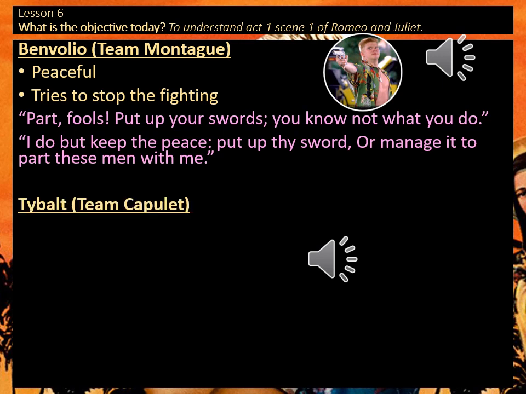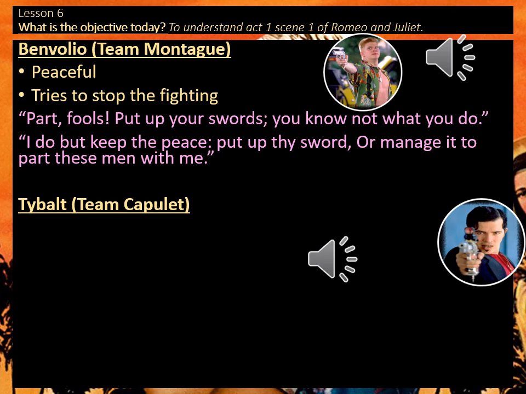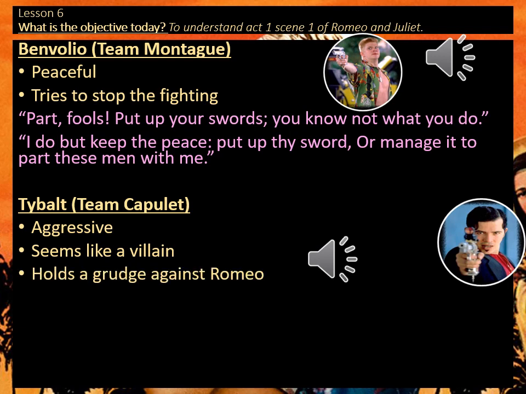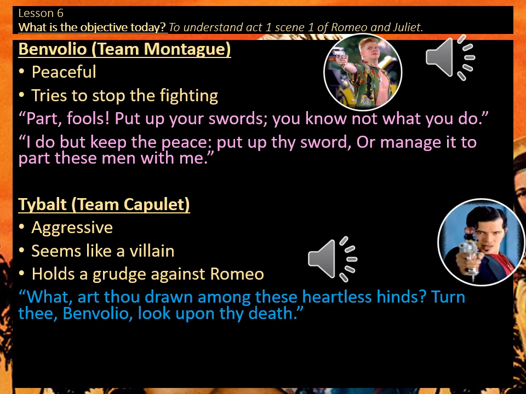Against him, though, for Team Capulet is Tybalt, Juliet's cousin. Now, if you remember him from the character information, he was described as aggressive, he seems like the villain throughout, and he definitely holds a grudge against Romeo. So during that fight scene, he says things like, "What? Art thou drawn amongst these heartless hinds? Turn thee, Benvolio, look upon thy death."